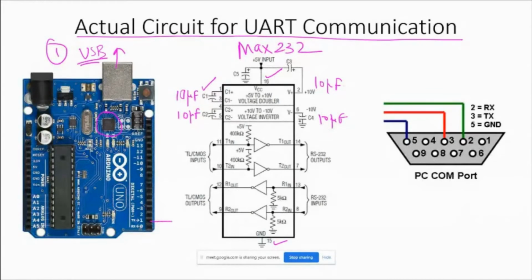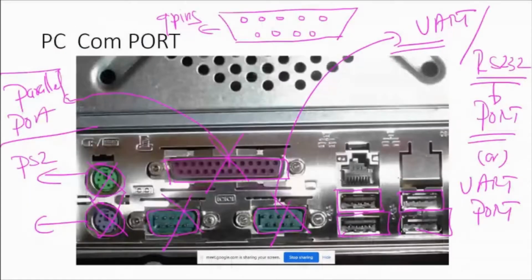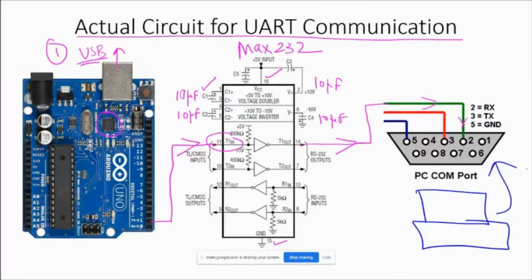The transmit pin of my Arduino is connected to transmit in, which is the 11th pin. Transmit out is connected to pin number 2. Why pin number 2? Pin number 2 is the receive pin of my computer's COM port. Your PC has a COM port. This COM port has 9 pins, of which we use only 2, 3, and 5. Pin number 5 is your ground line, so I connect this to ground. Pin number 2 is receive data, RXD. Pin number 3 is transmit data, TXD.